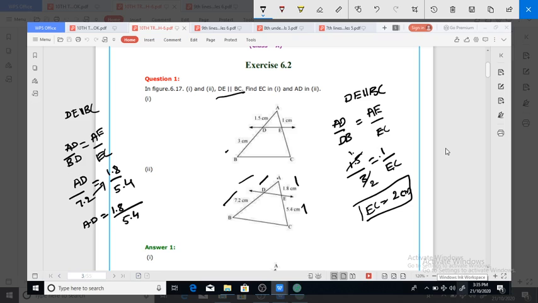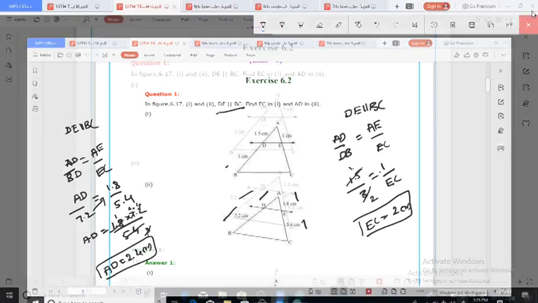So cross multiply this. 7.2 times 1.8 divided by 5.4. Cancelling, what will remain is 1.2, which means 12, since 3 fours are 12. Take the decimal point here. So the AD value is 2.4 centimeters. Got it?